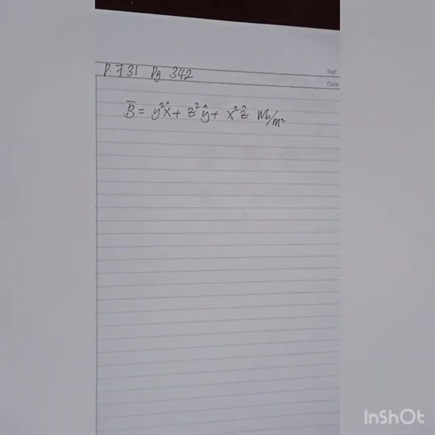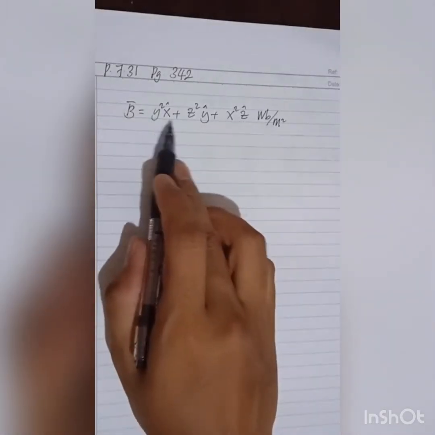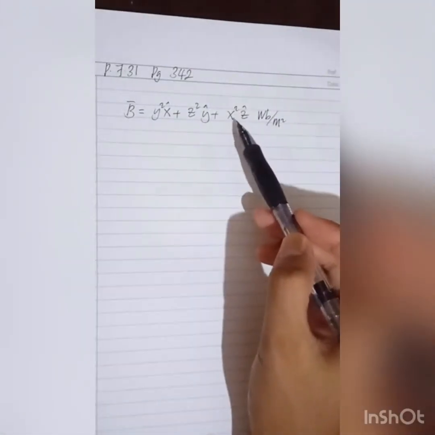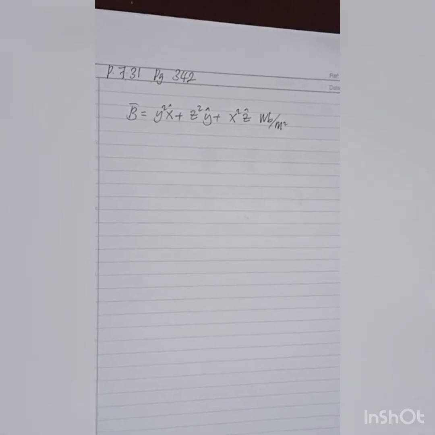Okay guys, so let's look at problem 7.31, page 342. Now we are given a B field as y squared x direction plus z squared y direction plus x squared z direction. So now we have to show that the B field here is actually a magnetostatic field. So how do we prove it?